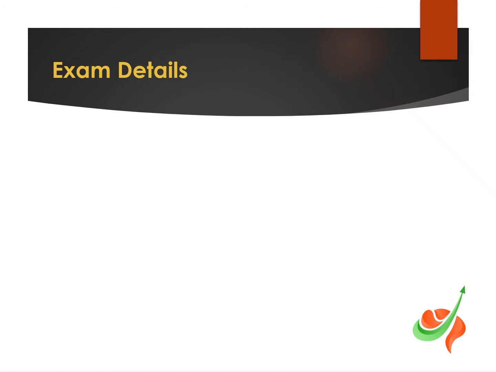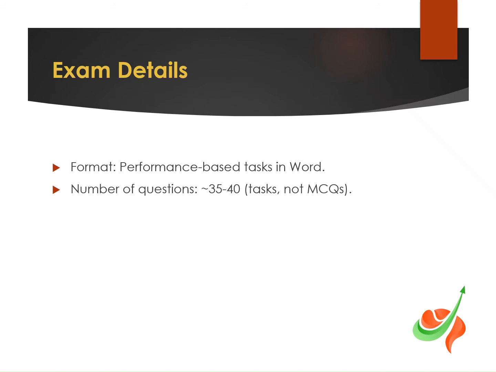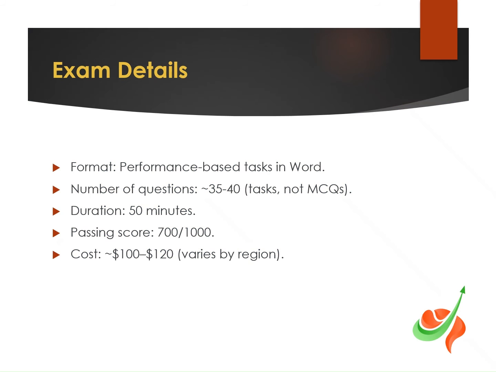Now let's look at how the exam works. It's performance-based, which means instead of multiple choice questions, you will complete tasks in Word. The exam has 35 to 40 tasks. The duration of the exam is 50 minutes. You need about 700 to 1000 points. The cost is usually between $100 and $120 depending on where you are. So you will need to be comfortable working quickly in Word under exam conditions.